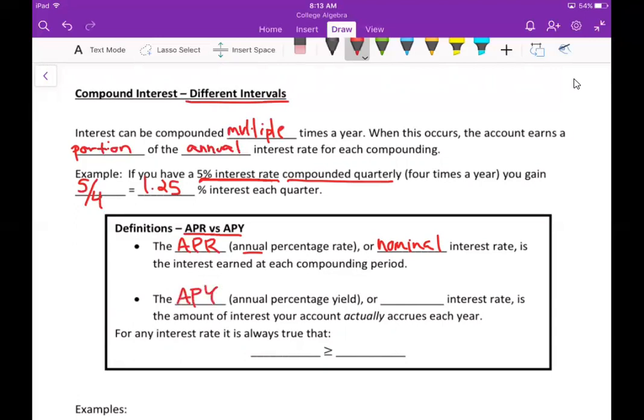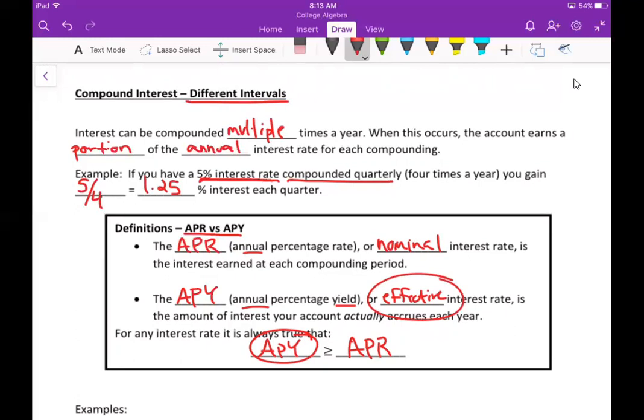The APY will actually tell us what we get, what we yield in a year. And it's called the effective interest rate. So even though we see the 5%, we know that we're going to make more than 5% in this investment with those multiple compoundings. And we'll see that always the APY is going to be greater than or equal to the APR. So we almost always want to make sure we find the APY when looking at investments or loans to actually know what effectively we're going to make.